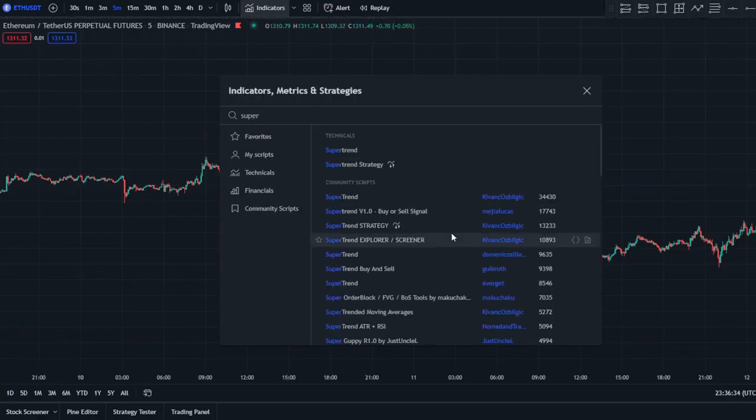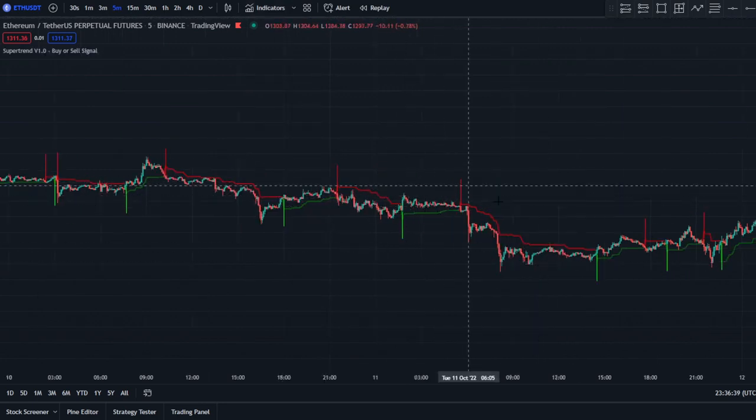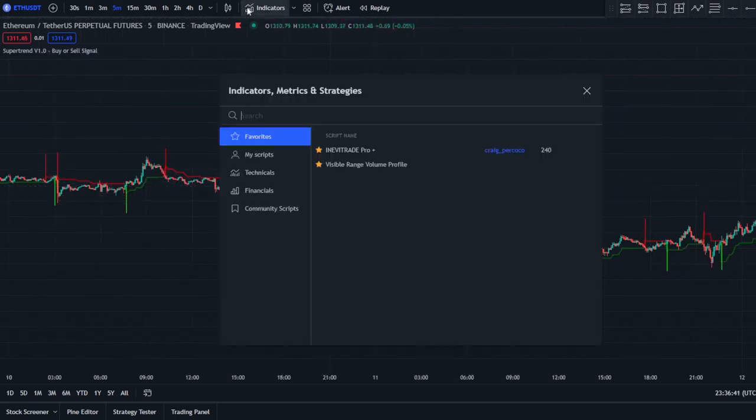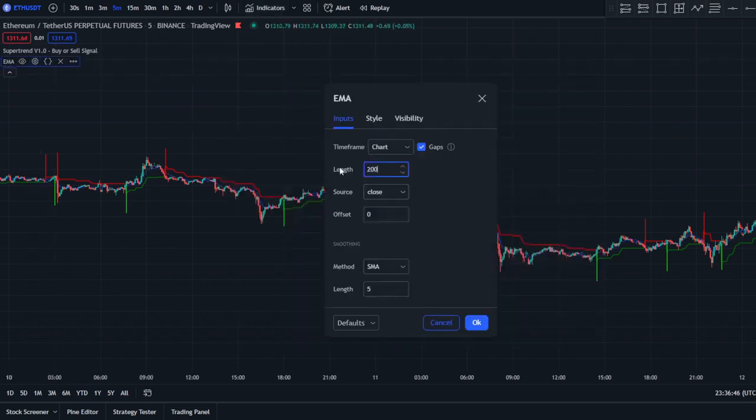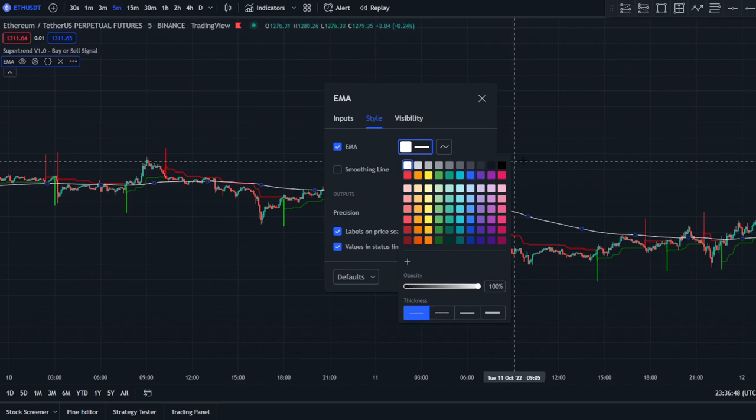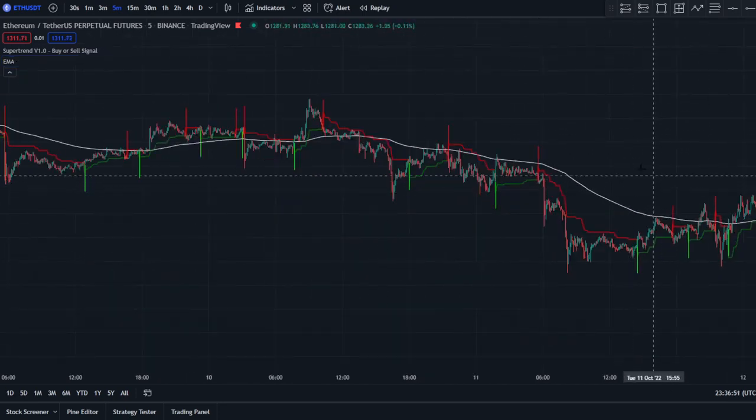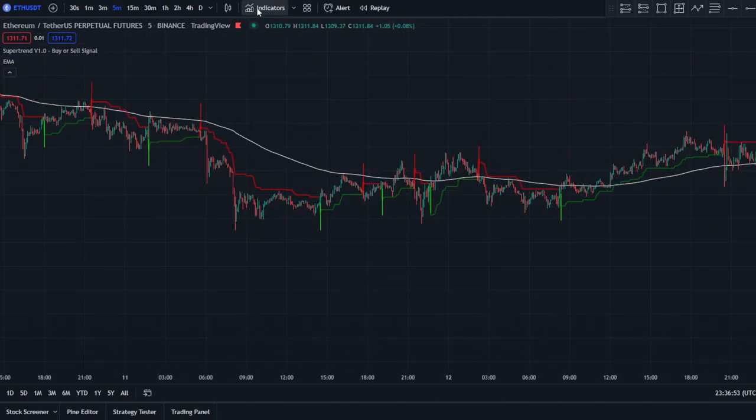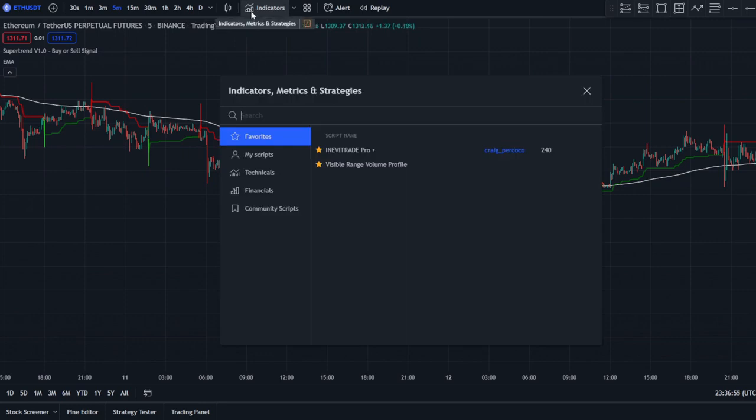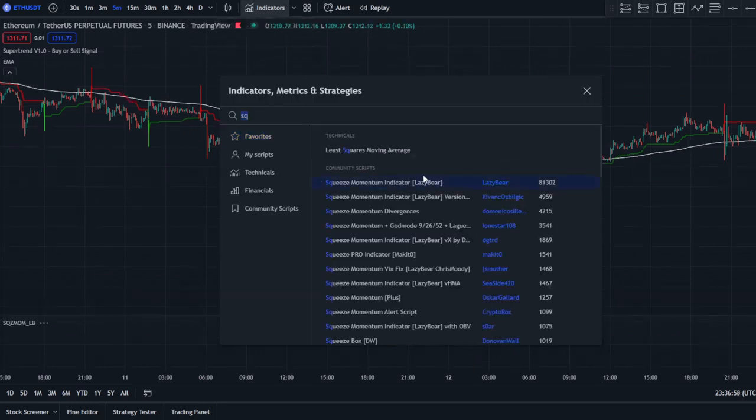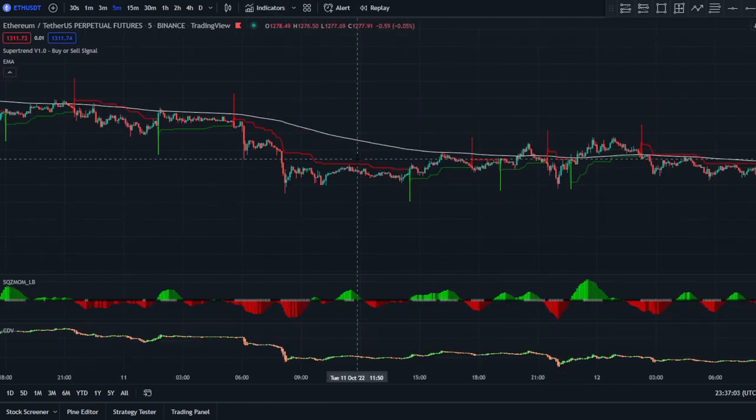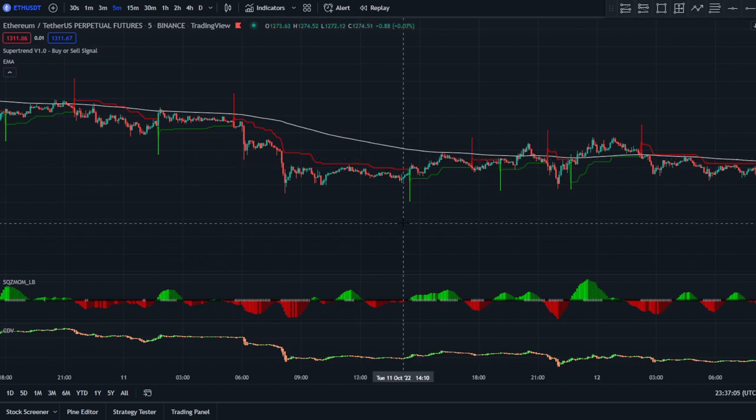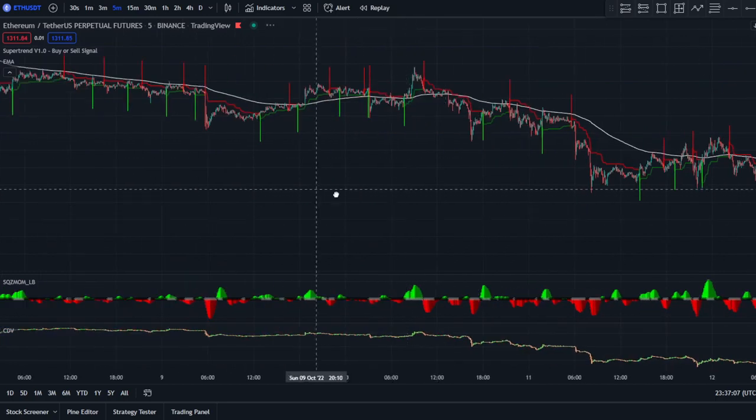So for this, we'll be using the super trend. We'll be using the super trend V1.0 buy or sell signals, and as you can see, we have our signals here. Next up, we want to put in an EMA, and we want to have it at the 200 EMA. And you can see here we have our 200 EMA, the white line. Next up, what we want is the squeeze momentum indicator together with the cumulative delta volume indicator, and those are the 4 indicators that we'll be using today. So let's get right into this strategy.